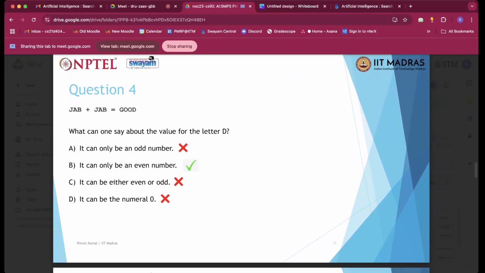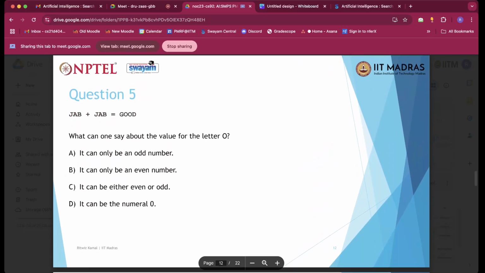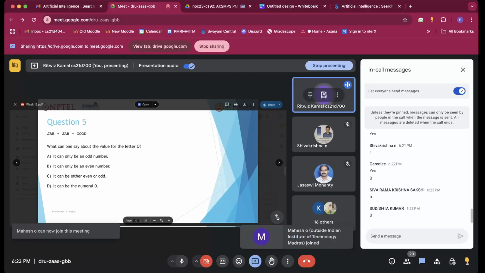Okay, there's a similar question in question 5, which says what can one say about the value for the letter O? So based on a similar reasoning, what do you think the value of O will be? Will it be odd? Will it be even?